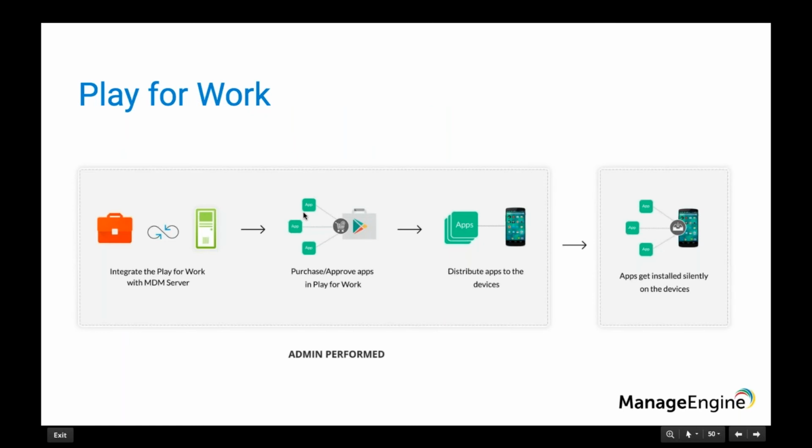Let us try to understand how Play for Work is configured with the MDM server. Firstly, you need to integrate Play for Work with the MDM server. You can do this by adding your Google Play for Work account. Then you purchase or approve apps in Play for Work. As Play for Work has been integrated with the MDM server, the apps that have been purchased on Play for Work are implicitly getting added to the app repository present on the MDM server. Once the apps get added to the app repository, you can distribute it to devices or groups where it gets silently installed without any user intervention. These three steps are admin performed and are one time.